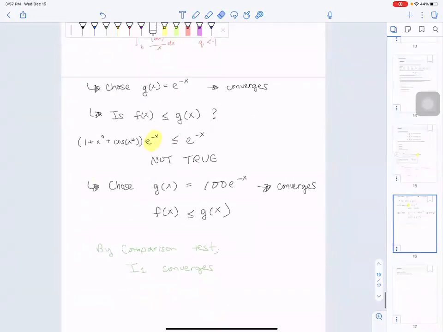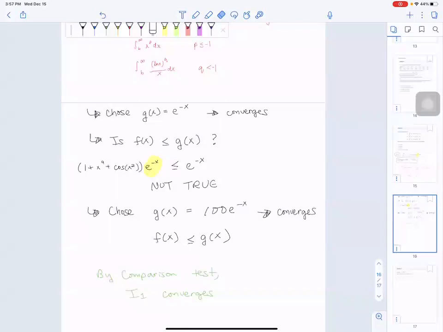Any other questions on I1? Wait, so we can pick any scalar? Yes. If we found that it converges and we wanted this to hold, so we multiply by some scalar so that this can hold, then that's fine. But even if we pick any scalar and it didn't hold, then that means you probably did not choose the correct g of x.